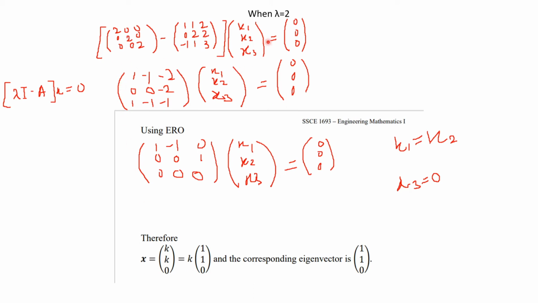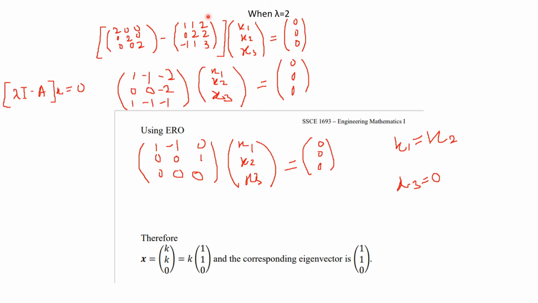Next, we have when the value of lambda is equal to 2. We know that from this formula we can find the eigenvector, and same as before, the value of lambda is equal to 2. When it is multiplied by the identity, it will give us this matrix, which is 2, 0, 0, 0, 2, 0, and 0, 0, 2. And the product of this subtraction will give us this matrix, which is 1, negative 1, negative 2, 0, 0, negative 2, 1, negative 1, negative 1.